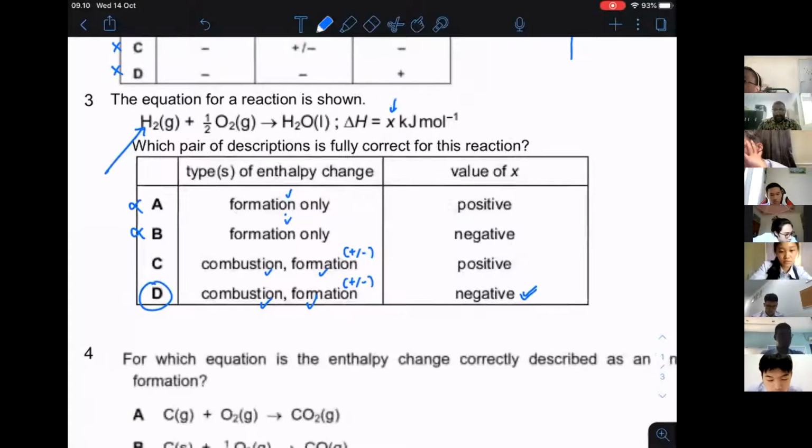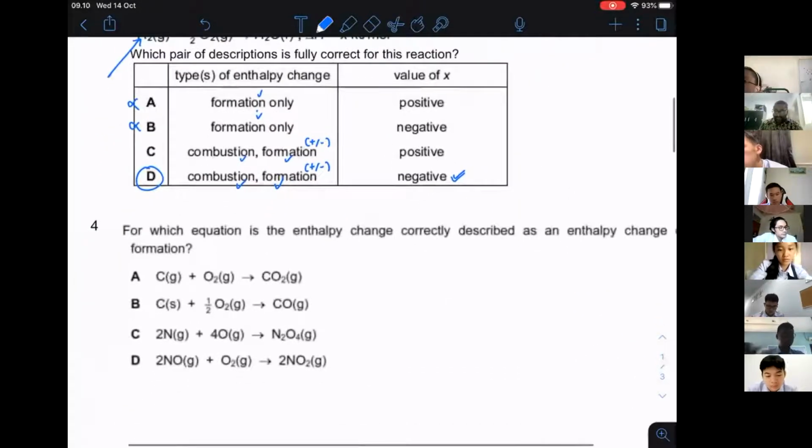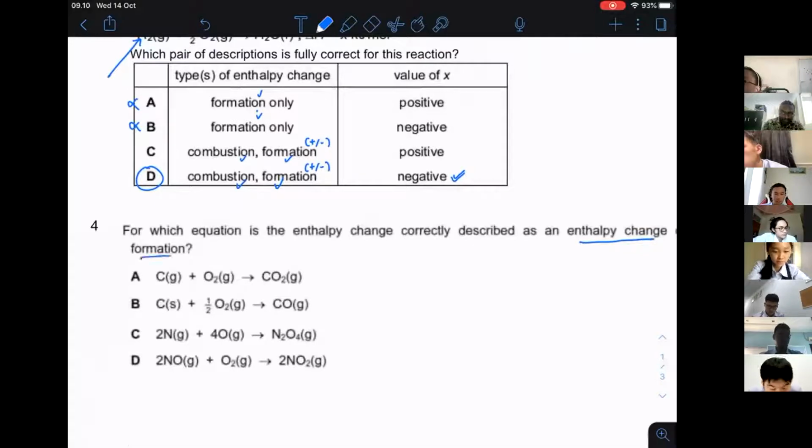So the next question is enthalpy change of formation. This one we defined earlier as well. Erlin, can you tell me again very quickly the definition of enthalpy change of formation? The enthalpy change when one mole of substance is formed from its elements under standard conditions. Please remember again, it's 1 mole of compound being formed from the elements.